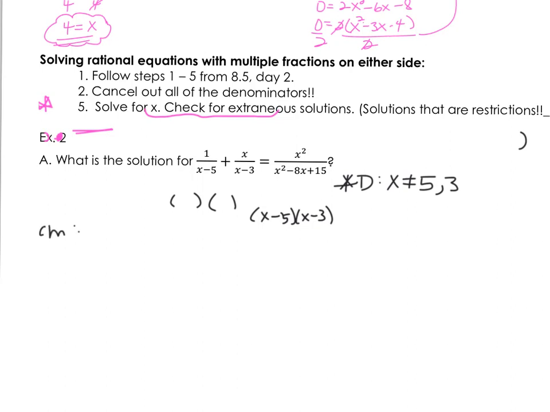Take a look at all your denominators. I see an x minus 5 and an x minus 3. There are no coefficients out in front and there are no monomial terms. So the LCM is just going to be x minus 5 times x minus 3.